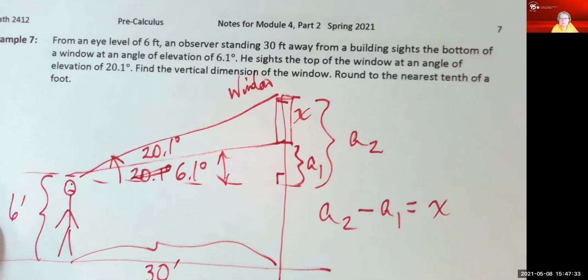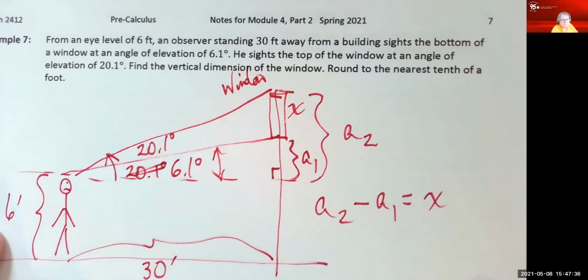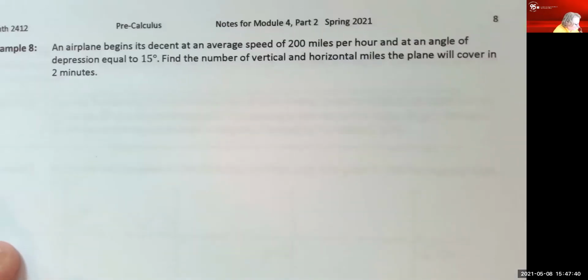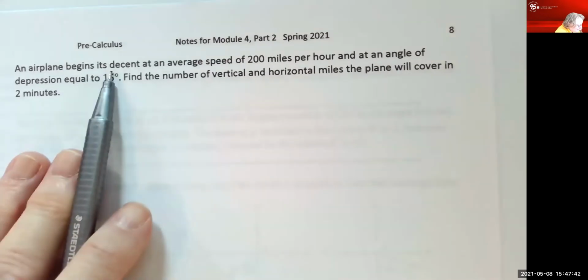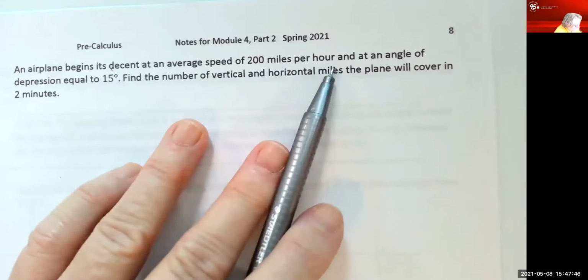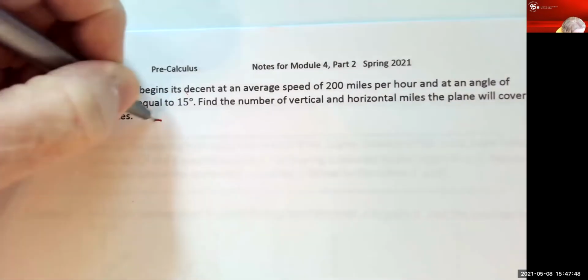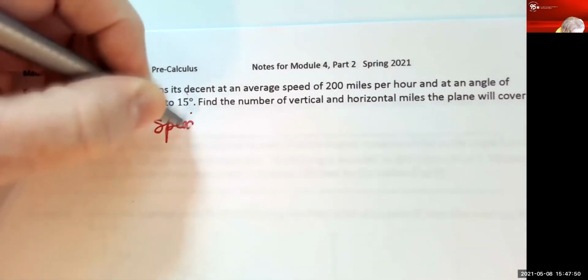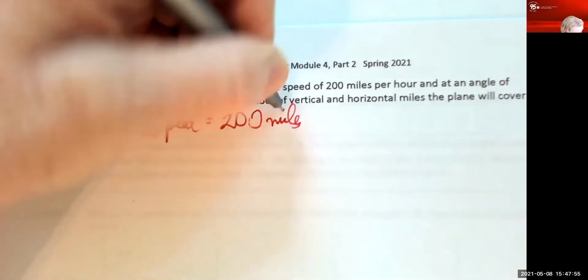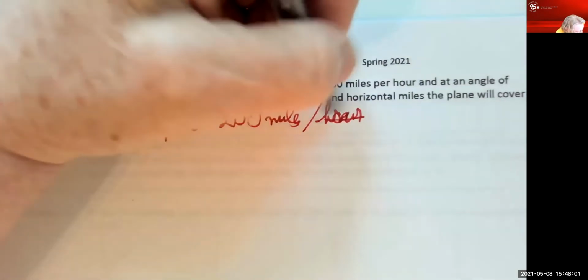Did we answer the correct question? Yes. An airplane begins its descent at an average speed of 200 miles per hour. Okay, speed is 200 miles per hour. I'm writing it out because this is very unbeautiful, there we go.